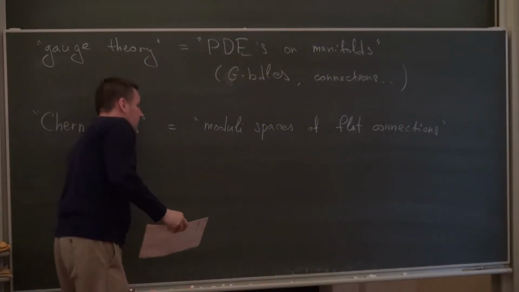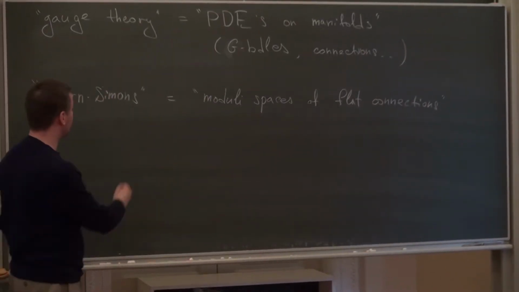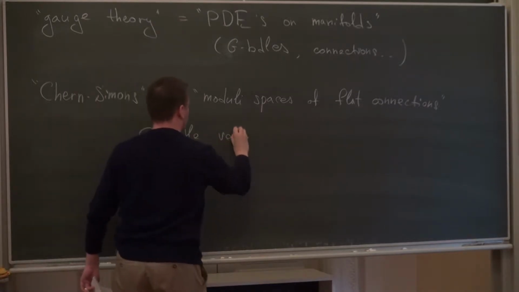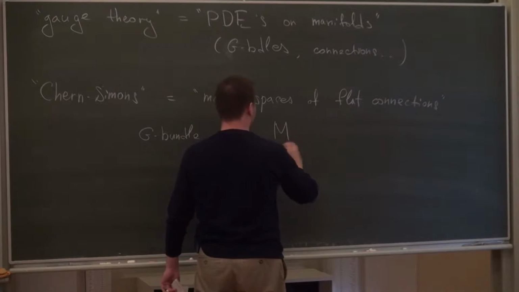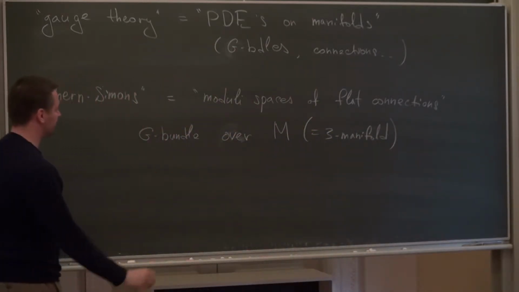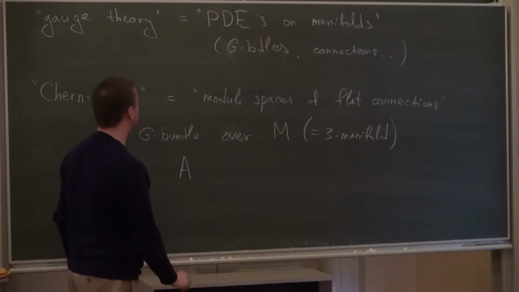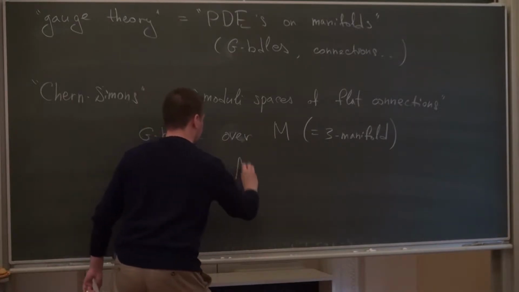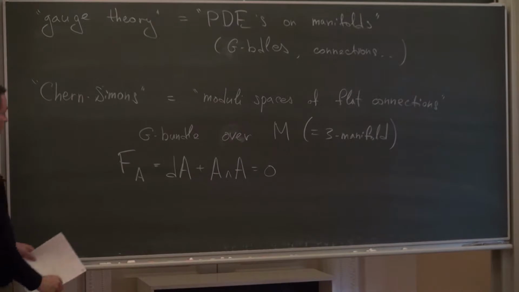And in particular, you can see that this is a special case of this PDE problem because what you're instructed to do is study some G bundle over a manifold that you wish to study. For example, if you have some 3-manifold, I'll call it M, then you're supposed to study this G bundle over M and study solutions to the following equation, which is basically the flatness for the connection A: dA plus A wedge A is equal to 0. So this form is, of course, the curvature 2-form for A, and usually is abbreviated like this.